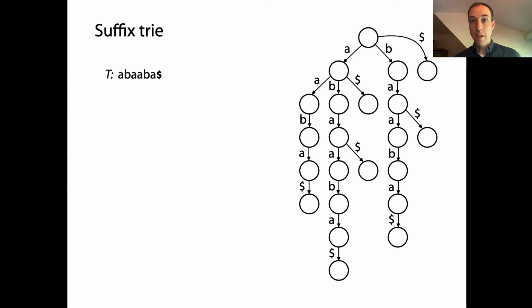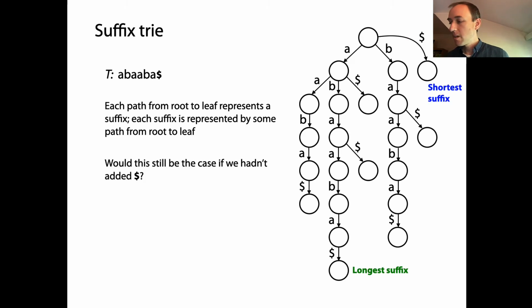Okay, so for example, the longest and the shortest suffixes are clearly both here, right? The longest suffix is the one that consists of the entire string. If we start at the root, we should see it spelled out. A-B-A-A-B-A$. Okay, and there it is. So there's the longest suffix. And then the shortest suffix is the sort of trivial one that just consists of $ sign, and there's that, right? So we can see it right there.